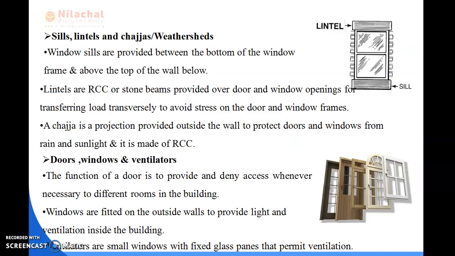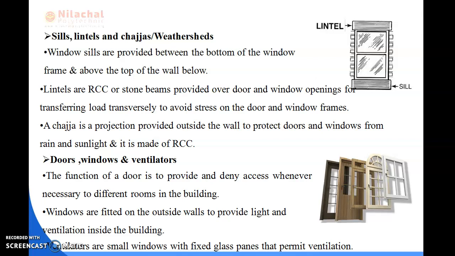Next are sills, lintels, chajjas and water sets. Window sills are provided between the bottom of the window frame and above the top of the wall below. You can see here, this is the window sill. It is provided at the bottom of the window frame and above the top of the wall below. And what do you mean by lintel? Lintels are accessory masonry structures provided over the door and window openings, for transferring the load transversely to avoid stress on the door and window frames.